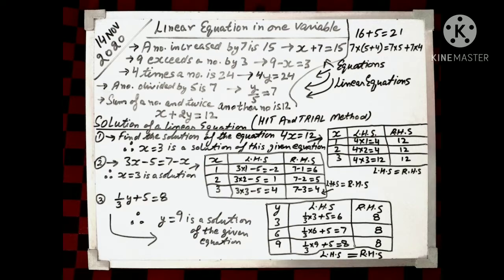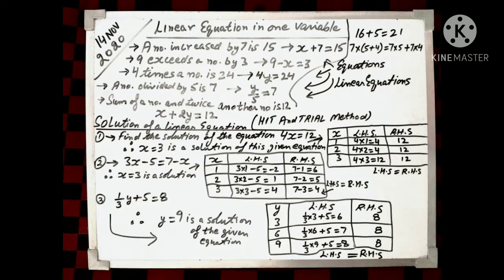We write x, the LHS and the RHS. If I am putting x = 1, I get the LHS as 4 into 1 is equal to 4. If we write x = 2, then LHS is 4 into 2 is equal to 8. If I put x = 3, LHS is 4 into 3 is equal to 12. Then this is equal to RHS 12. So we will say that therefore x = 3 is the solution of the given equation.